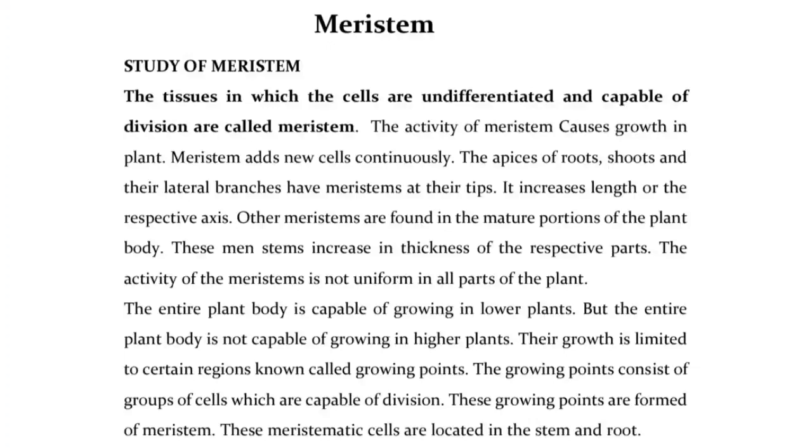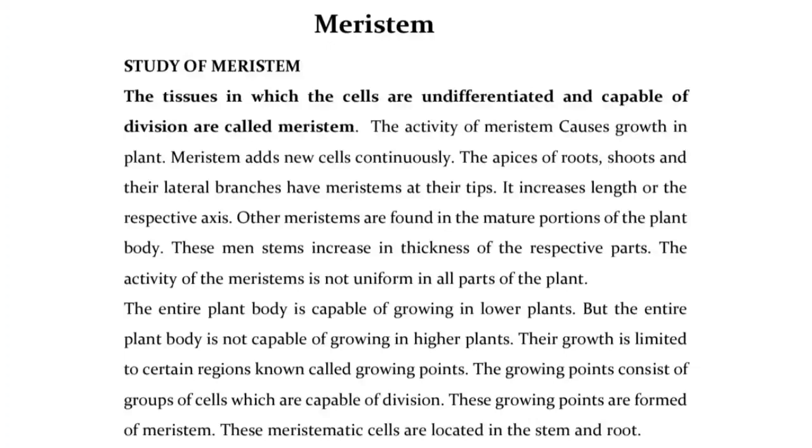Other meristems are found in the mature portions of the plant body. These increase the thickness of the respective parts. The activity of the meristems is not uniform in all parts of the plant. The entire plant body is capable of growing in lower plants, but the entire plant body is not capable of growing in higher plants. Their growth is limited to certain regions called growing points.